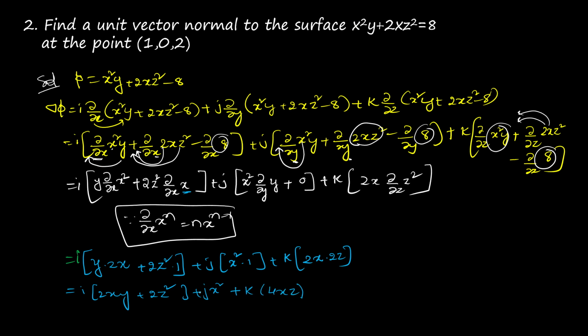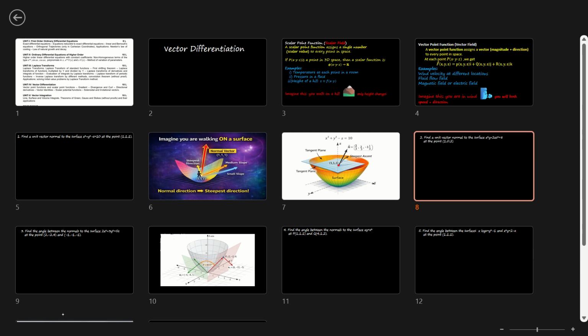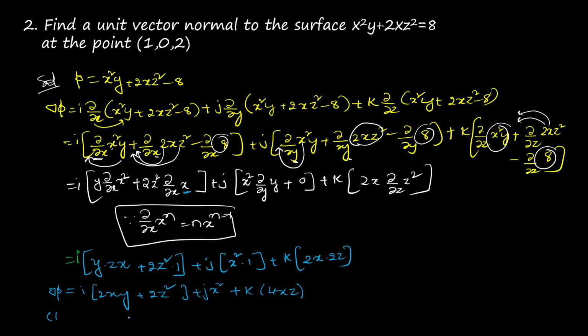We need to find the normal vector first, ∇φ at the point (1, 0, 2), is equal to: put x equal to 1, y as 0, since y is 0, y value 0, right?